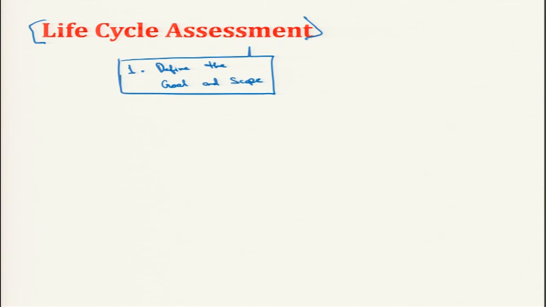Now, in design for environment, I said the most important part is the life cycle assessment. In life cycle assessment, there are certain steps. How do we conduct it? The first step is we define the goal and scope of the assessment, what we are going to do.